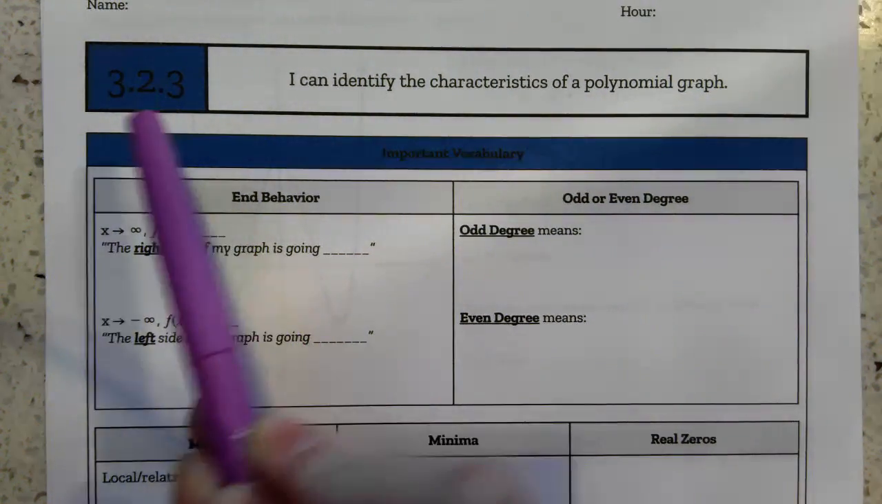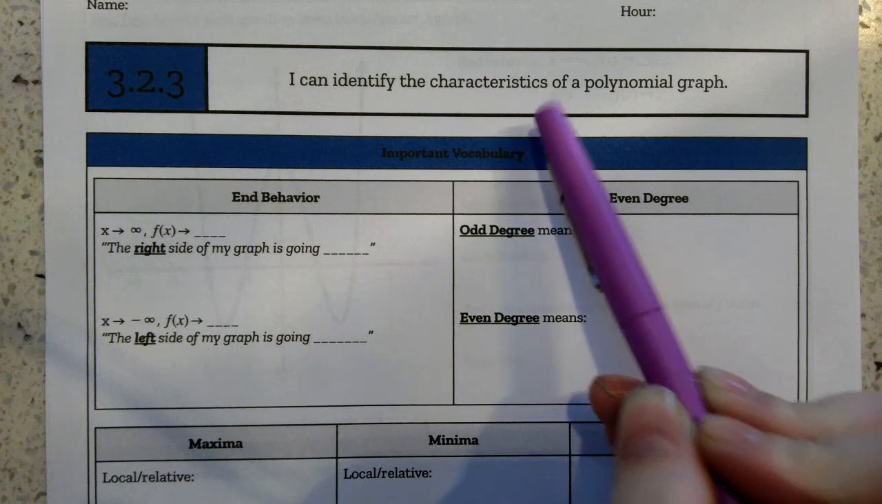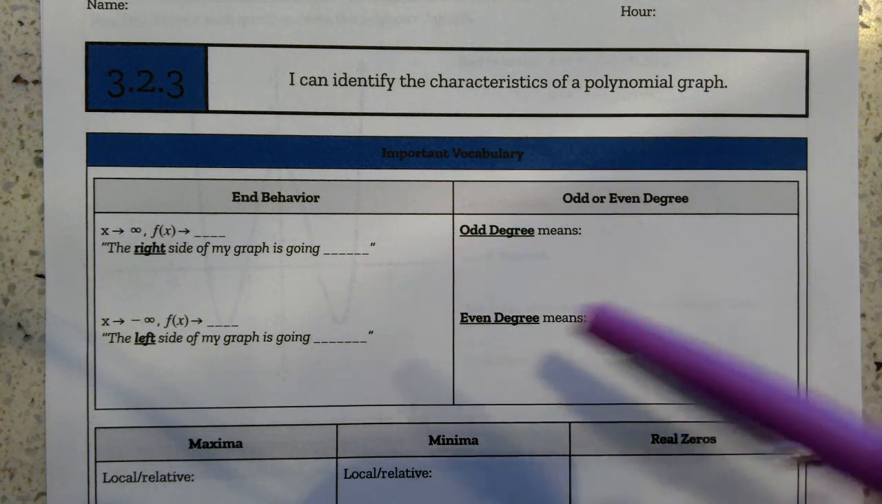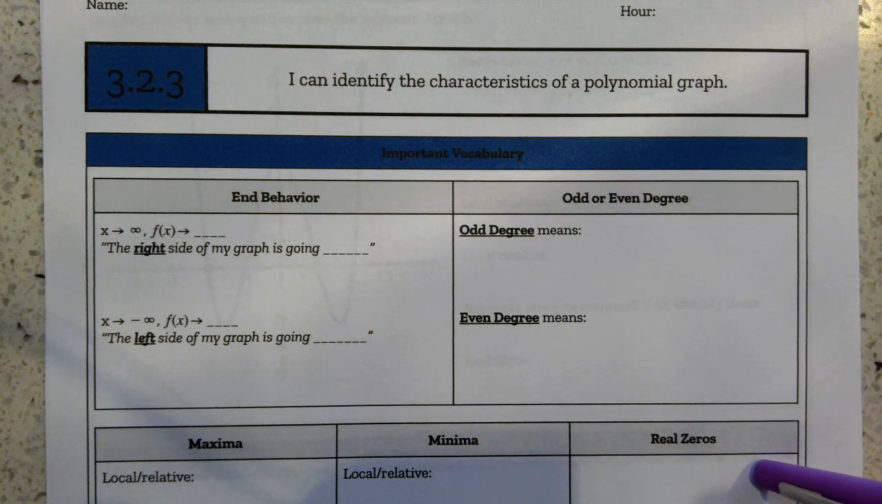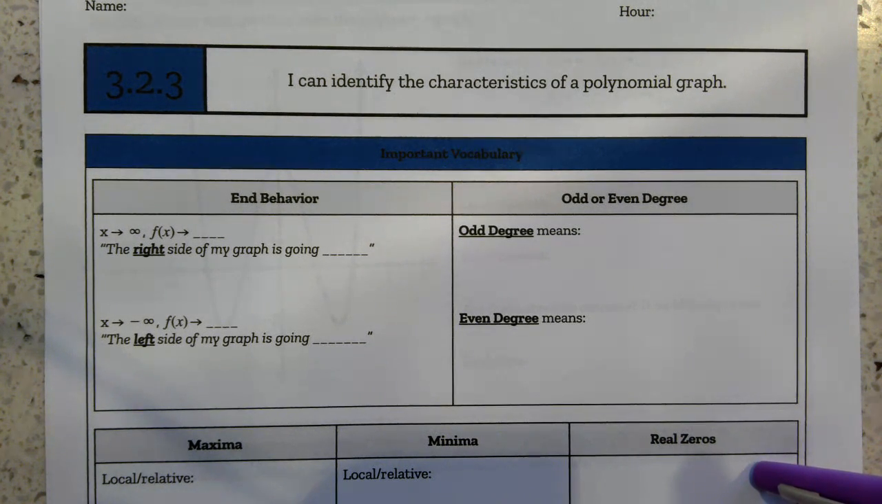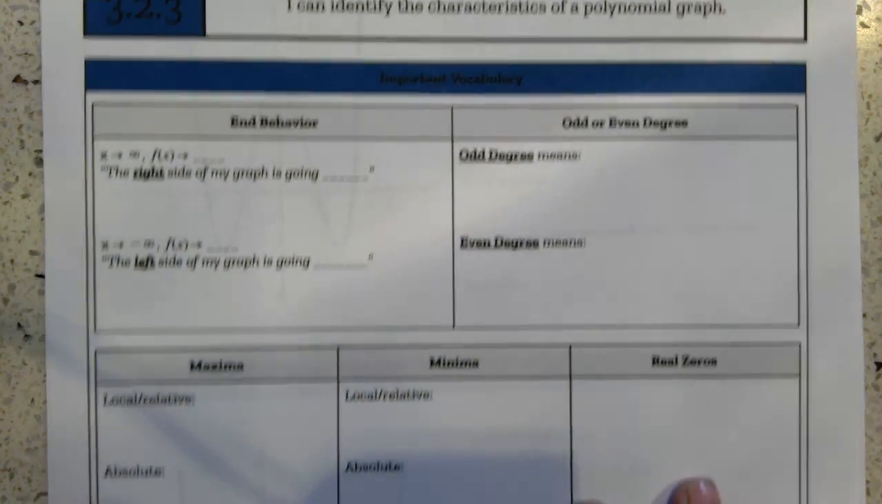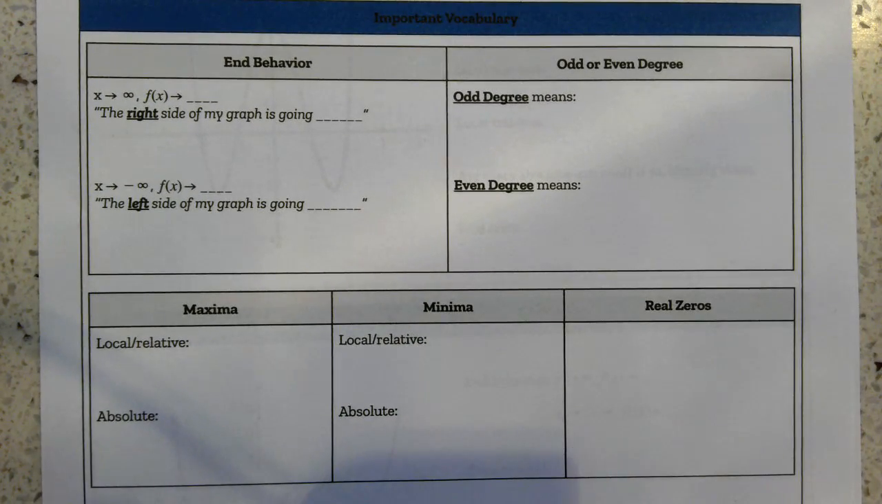Hello, in this video we're going to go through learning target 323, which is the characteristics of polynomial graphs. In this one we're going to talk about these 5 characteristics, and then in another video we'll go through just domain and range. So the first thing we're going to talk about is end behavior.